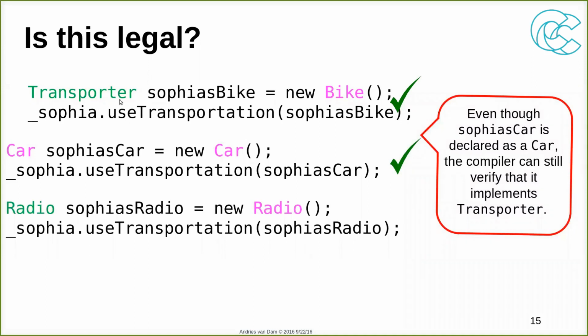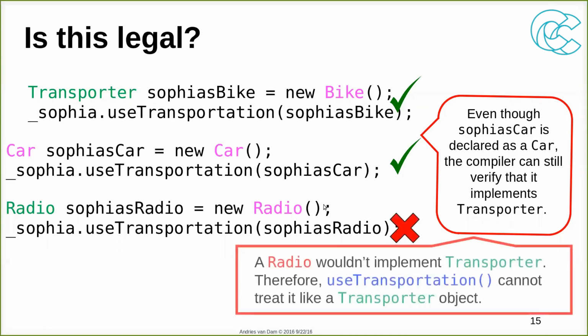So this is okay. The third one: you have created an instance of a radio called Sophia's radio, and then you are passing that as the argument for use transportation. Use transportation only takes in an instance of type transporter, right? Now this class has not implemented the transporter, so this is not legal, in the sense that it doesn't stick to the syntax of Java. So this one gives an error, because, like I said, it didn't implement transporter.